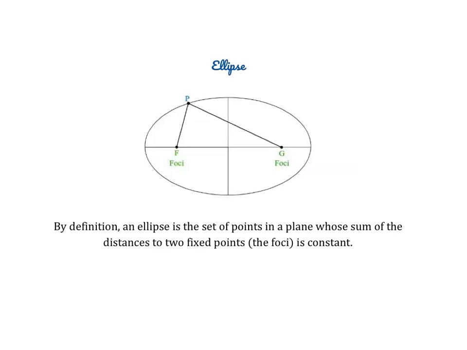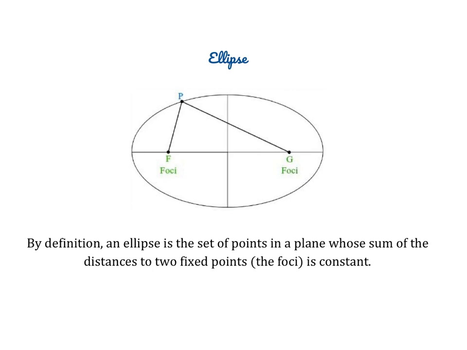So first I want to talk about the geometric definition of an ellipse. An ellipse looks like an oval, so this is a shape called an ellipse. But by definition, an ellipse is a set of points in a plane whose sum of the distances to two fixed points, which we call the foci, is constant.